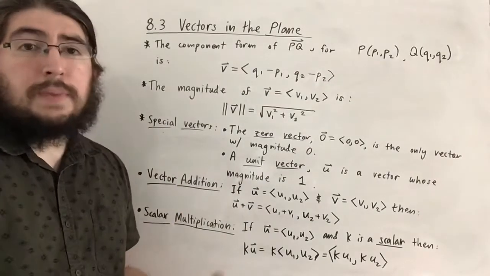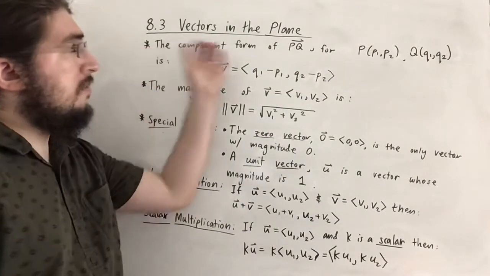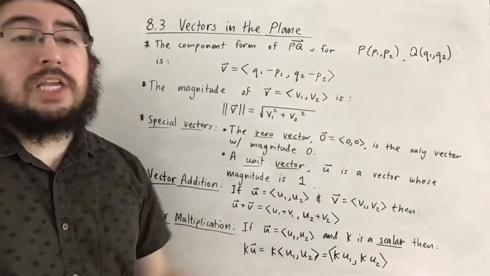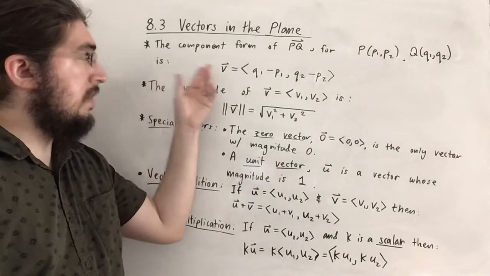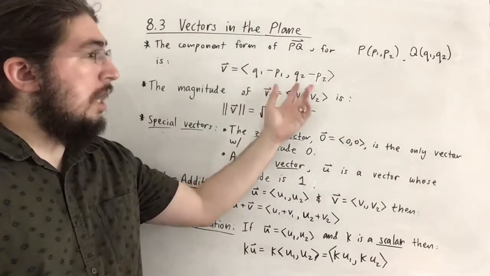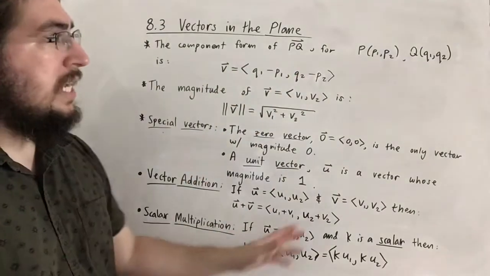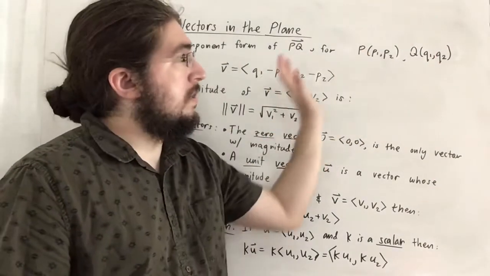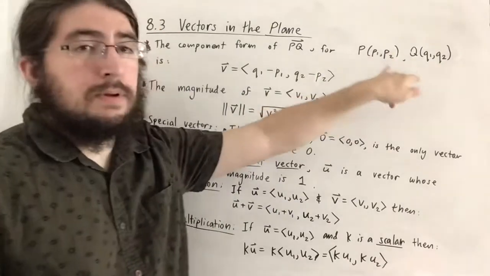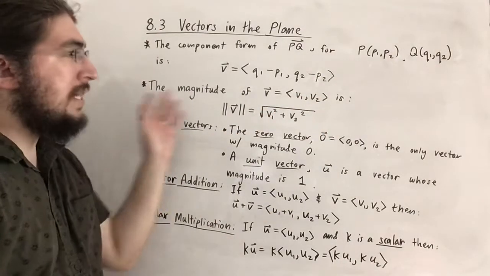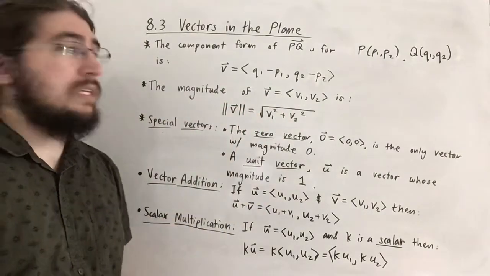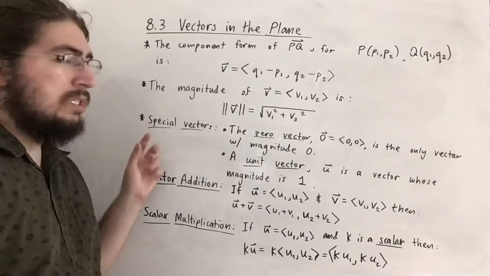Here I've summarized basically what we saw in the previous example. The component form of the vector PQ, where P is the point (P1, P2) and Q is the point (Q1, Q2), let's call it vector v, in component form is (Q1 minus P1, Q2 minus P2). Again, we're just taking the one we're going to minus the one we're coming from for the x values, and then similarly for the y values. The magnitude of a vector in component form is merely the square root of the sum of the squares of its components.